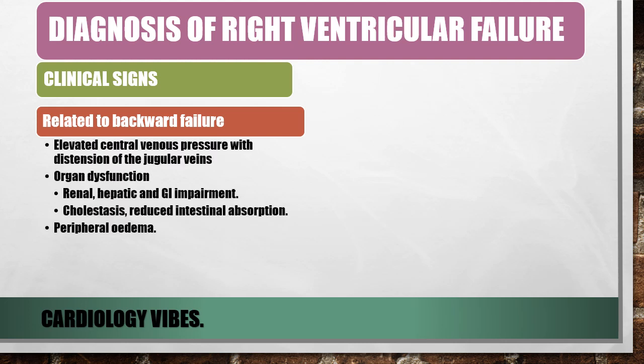The patient will have elevated central venous pressure with distension of the jugular veins and a raised JVP, and there will be organ dysfunction in the form of renal, hepatic, and GI impairment. The hepatic impairment is evident with a cholestatic pattern, and there is reduced intestinal motility and peripheral edema.